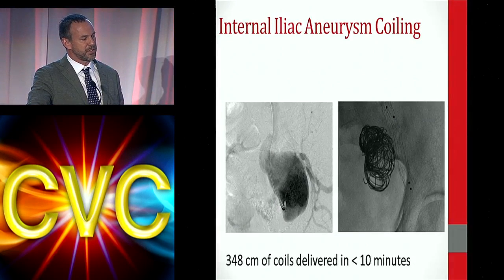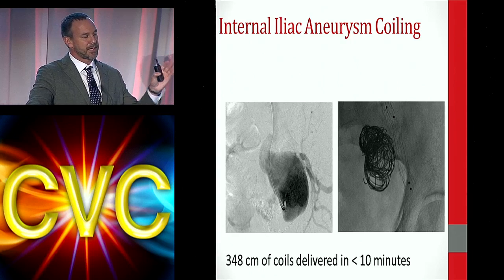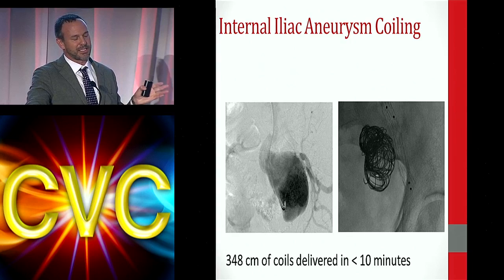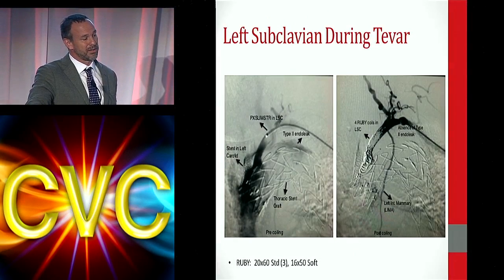These are just a couple different procedures. You can see here, this was actually a ruptured internal iliac artery aneurysm. Patient was not doing well. He was hypotensive, and typically on something like that, I would get into each of the individual branches. I just didn't have time to do that, so I just packed it full of these coils. This is 348 centimeters of coils delivered in less than 10 minutes, and then I put a stent graft over the orifice, and he actually did quite well.